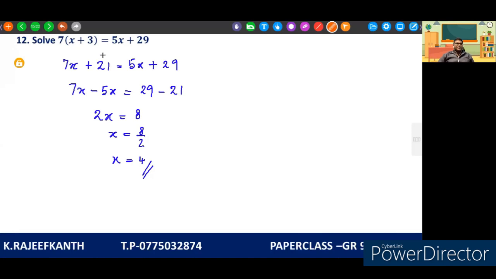Right? So first we have to remove the brackets. Then we have to rearrange the equation. Then we can find the value of x.